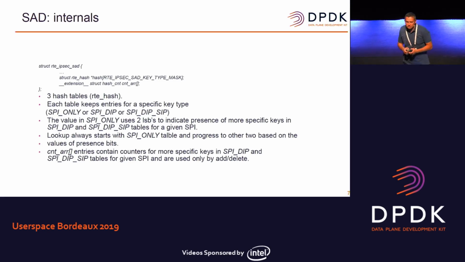But we still need this information at lookup time, right? So the last 2 bits in the entries of the SPI-only table are reserved. They basically represent whether there is an entry in the other tables or not, which obviously assumes that your data have to be 4 bytes aligned, that you put inside this table.